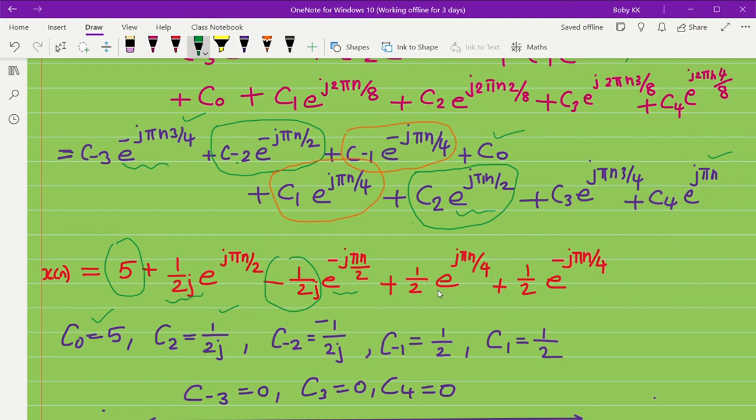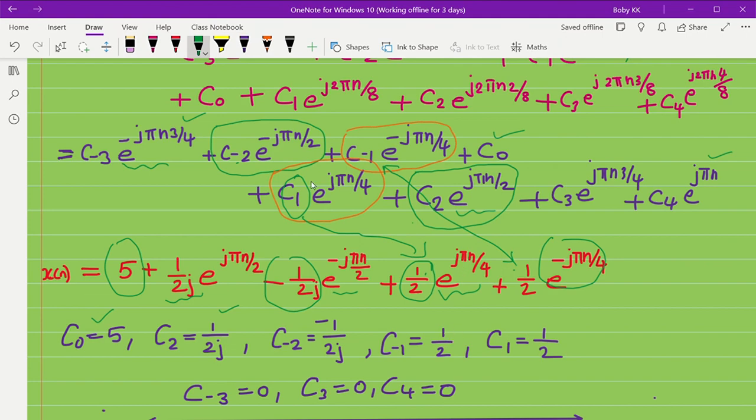You can see another term here, j pi n by 4. That exponent is multiplied with c1. So c1 is equal to 1 by 2. Then the term related to -j pi n by 4 is c minus 1. So c minus 1 is equal to 1 by 2.